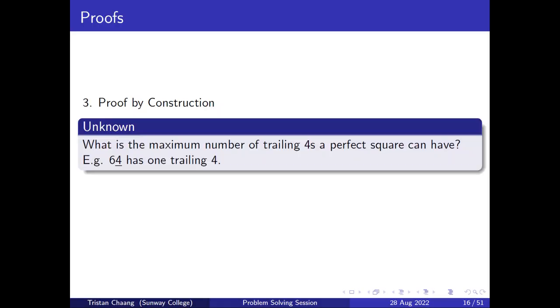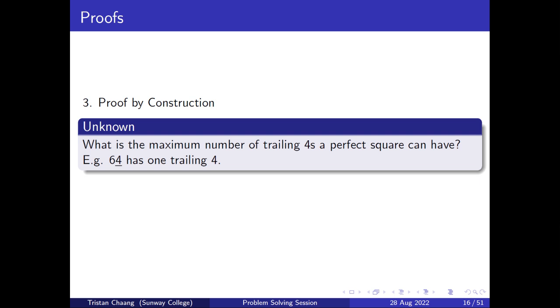Okay, so this one again is for this problem. I'm not sure where, but about last year. So this is another kind of proof by constructing a number, and here it says what is the maximum number of trailing fours a perfect square can have. Like 64 is a perfect square, it has one trailing four. And any other perfect squares that have more than one trailing four? 144, yeah, so that's 12 squared, right?